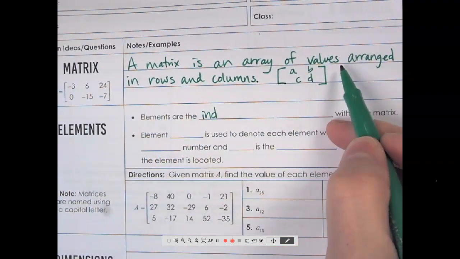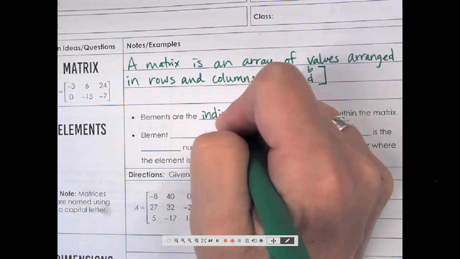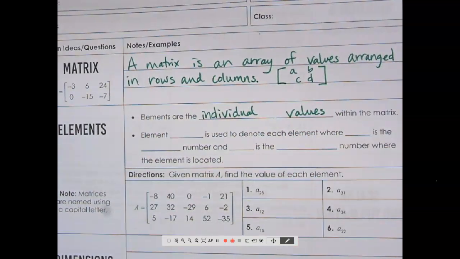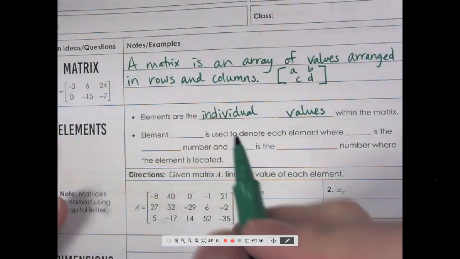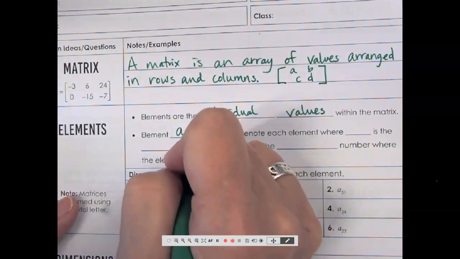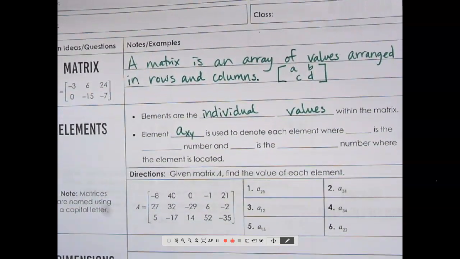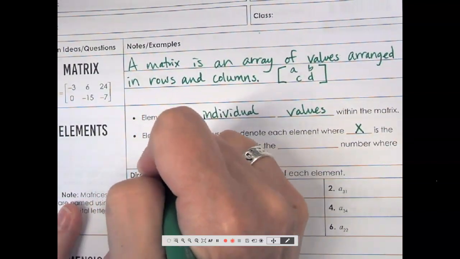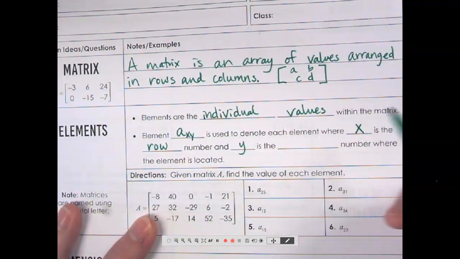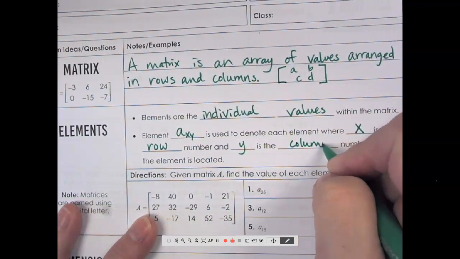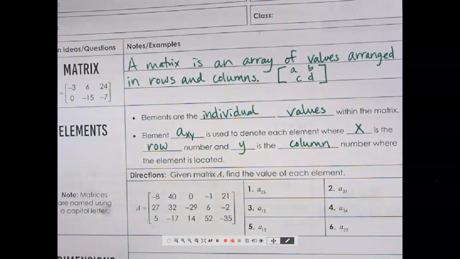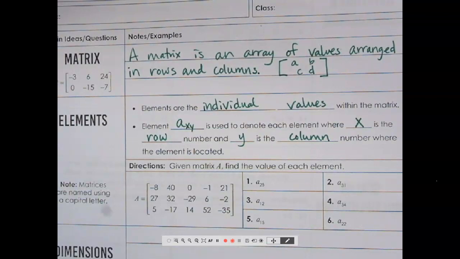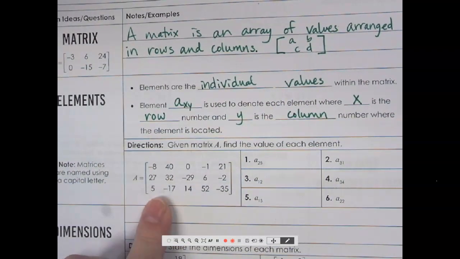Okay, so elements are the individual values. Remember I said it's an array of values. So individual values within the matrix. Element A sub xy is used to denote each element where x is the row number and y is the column number where the element is located. Okay, so it's kind of like a GPS of an item in a matrix.